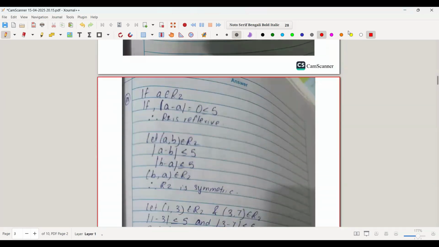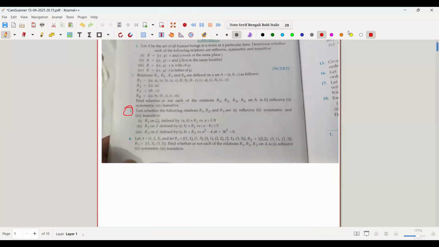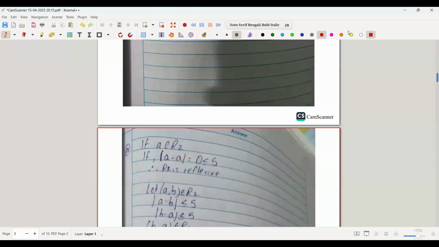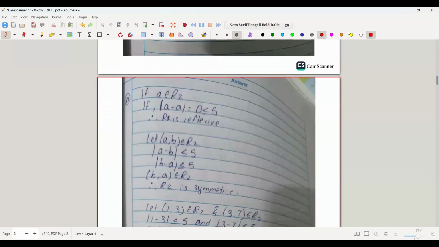Question number 2, R2. R2 on Z defined by (a, b) belongs to R2 if and only if mod of a minus b is less than or equal to 5. Here also, a belongs to R2 is not correct. R2 is a relation, and here the set is Z.